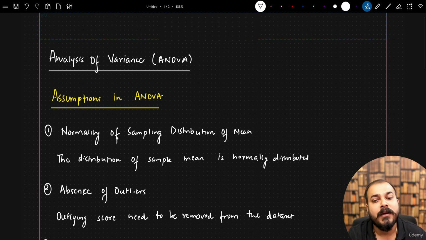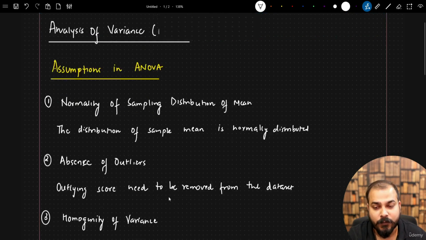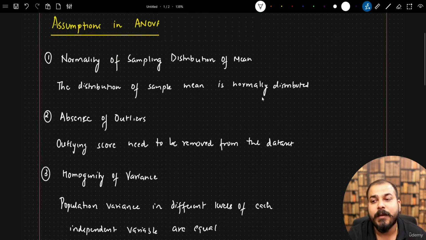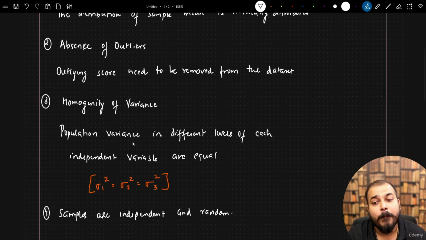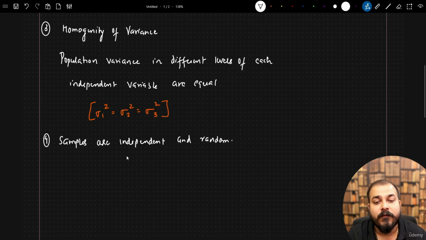Again, I'm repeating it. The first one is normality of sampling distribution of mean. This basically means the distribution of sample mean is normally distributed. Second, absence of outliers. This basically means outlying scores need to be removed from the data set. Third, homogeneity of variance. Population variance in different levels of each independent variable are equal. Fourth, finally, which is the last one, is that samples are independent and random.